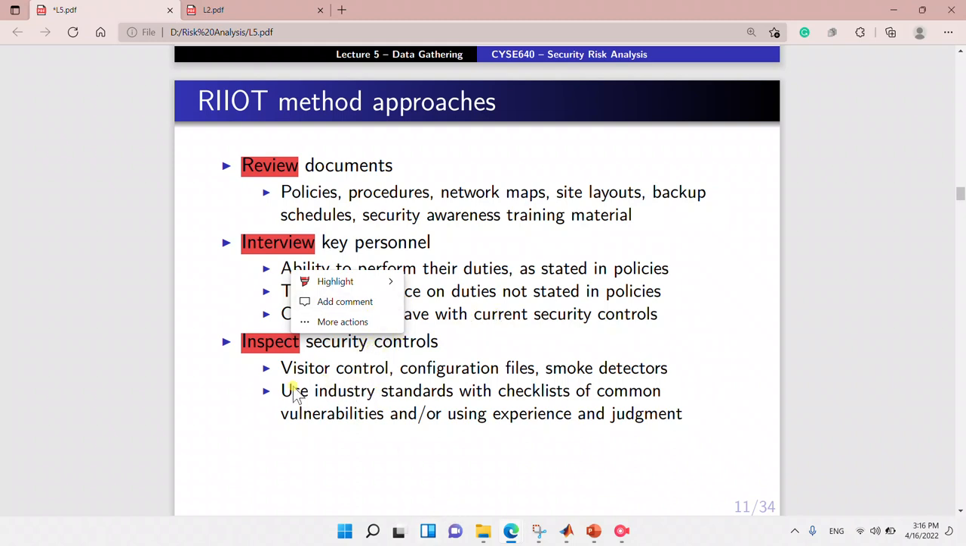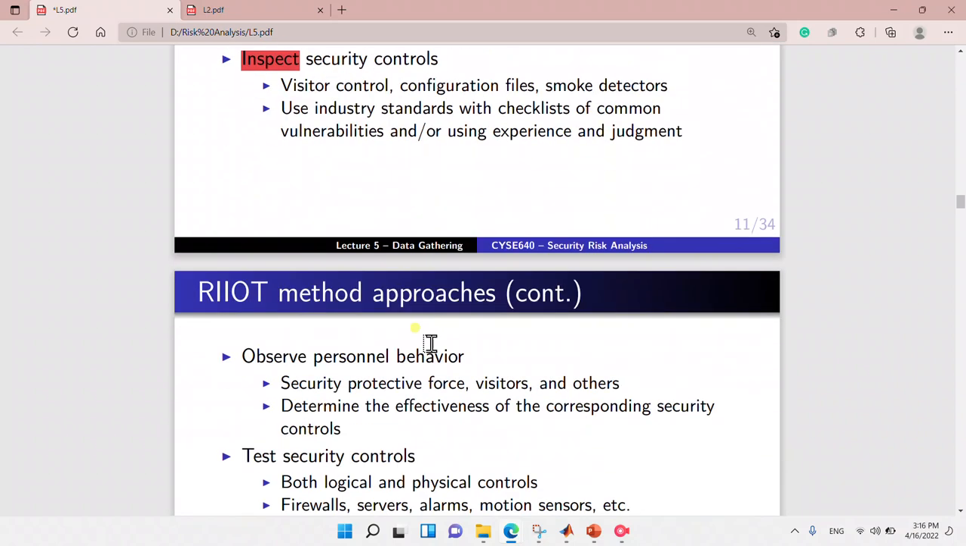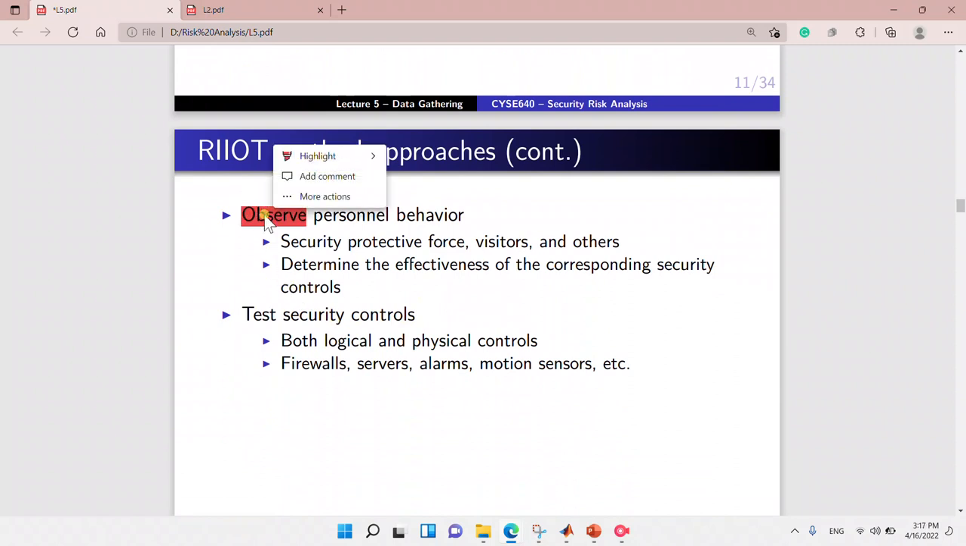بعدين عنا الانسبكشن، بيكون الانسبكشن تبع security controls، نعمل visitor control, configuration files, smoke detectors, use industry standards with checklists of common vulnerabilities and using experience and judgment. فال inspection هو بيكون عنا controlling لمين اللي بدخل على الشركة، و controlling لل configuration files، وللهاي عشان ال physical security. Use industry standards with checklists of common vulnerabilities.